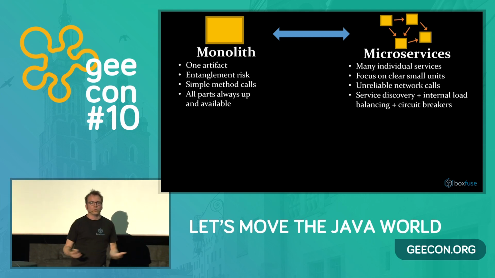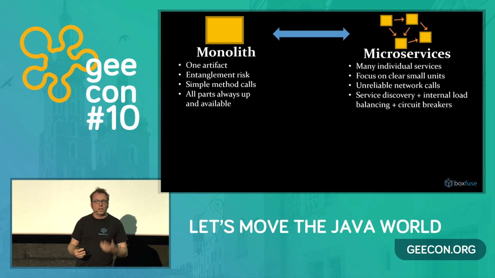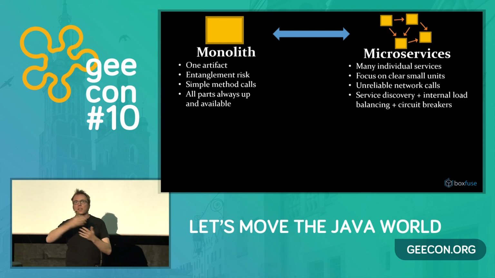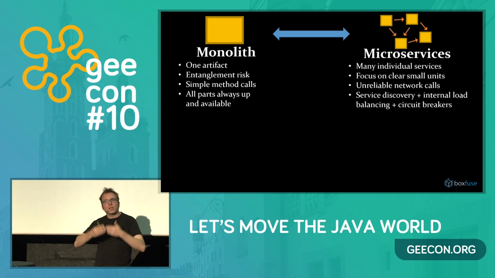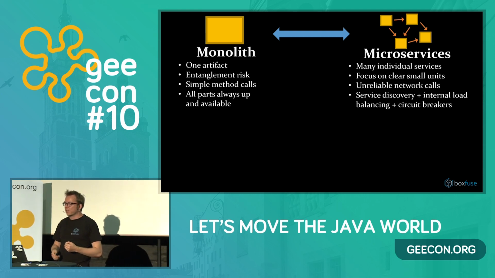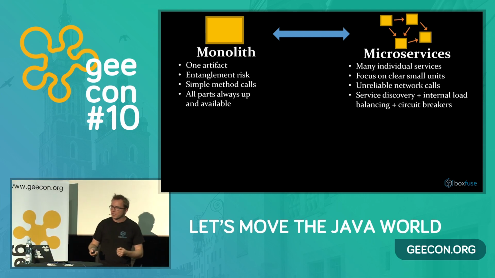So we have tools to mitigate them. We introduce things like service discovery in combination with internal load balancing and circuit breakers in case we need to temporarily disable access to a specific subsystem because it isn't behaving properly, for example.